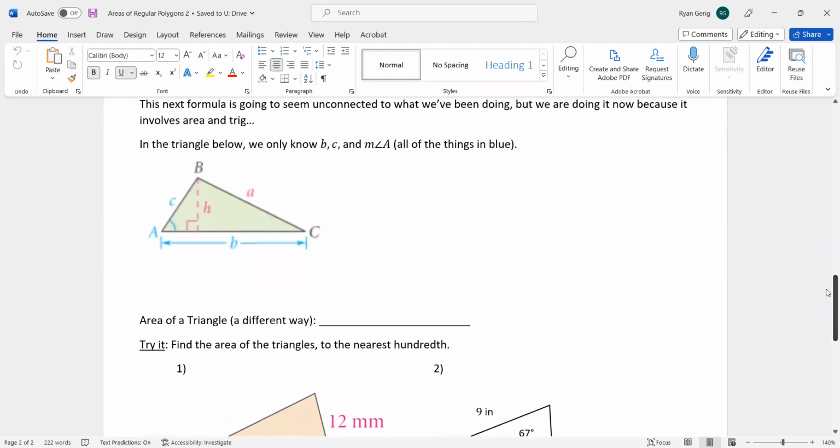The next formula is going to seem unconnected to what we've been doing. These are not regular polygons at all, but we are doing it now because it involves area and trig. Just like the front page had trig involved, this has trig as well. So I'm going to derive the formula, show you where it comes from. H and A, we don't know. C, A, and B, no, we don't know them right now, but in the practice problems coming up, we will know the two sides and the angle between them.